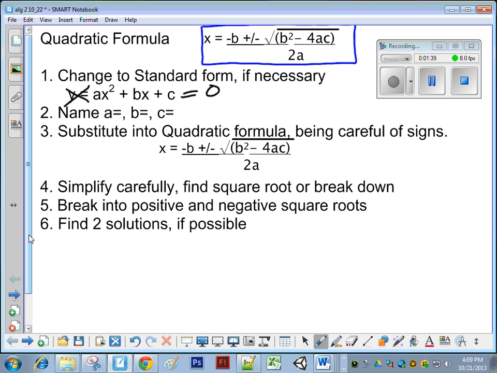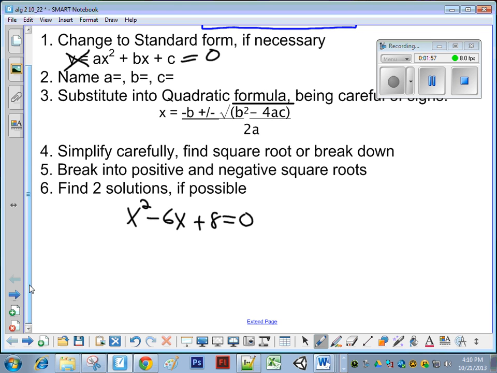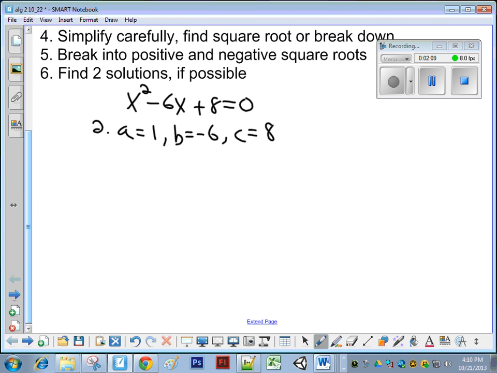If I started with something along the lines of x squared minus 6x plus 8 equals 0. All right, that's already got the first step. So our second step here, if there's no number, a would be 1, b would be negative 6, and c would be 8.